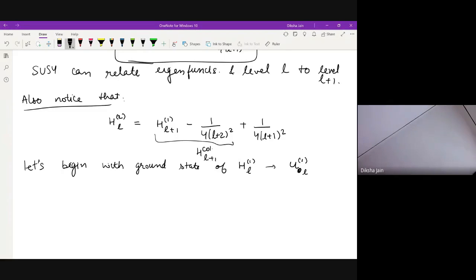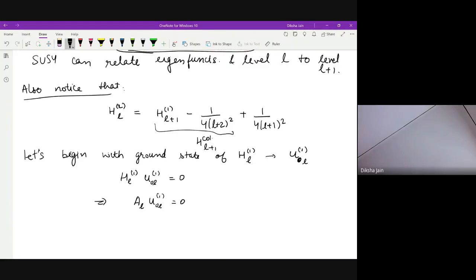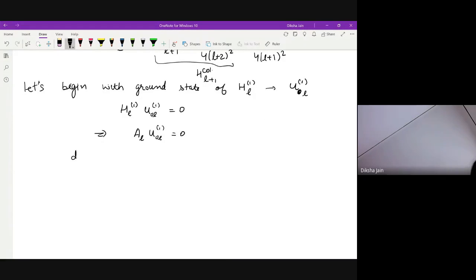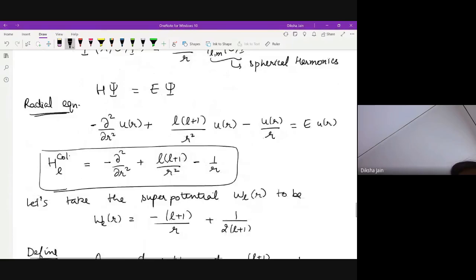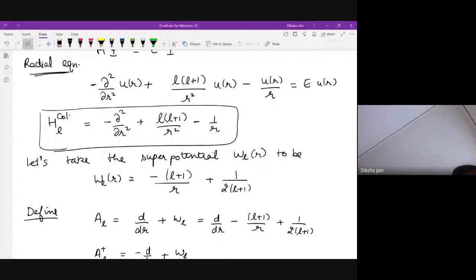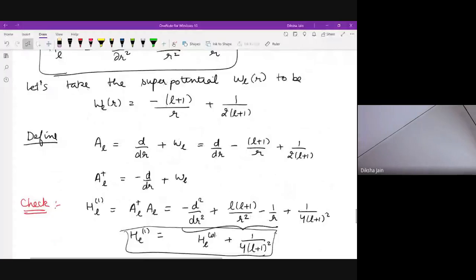So the ground state is basically H1 of L acting on this U0 of L of 1 is 0. This implies AL acting on this U0L of 1 is 0. So what you will get is d by dr. So in this case, I already knew the superpotential. I don't know how people knew what the superpotential was initially. So since I already knew the superpotential, I'll use the superpotential to construct the ground state instead of doing it the other way around.